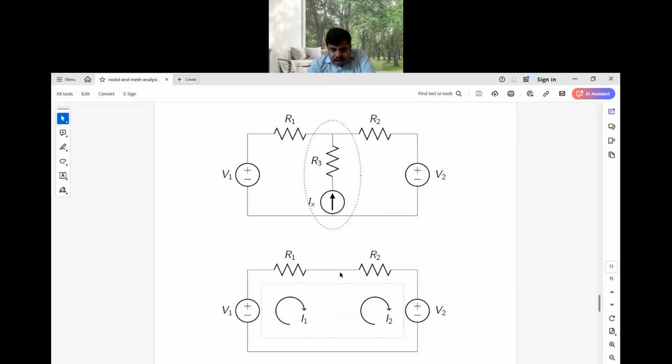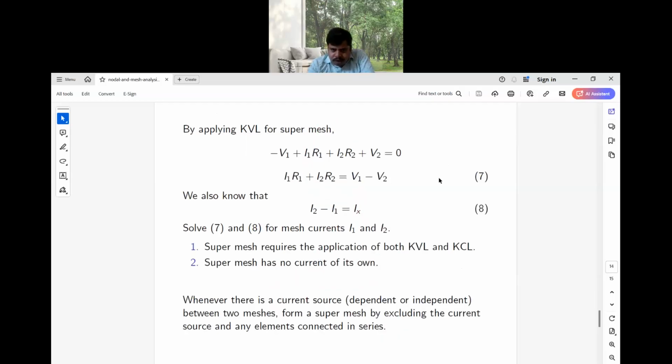Similarly, in case the current source Ix is directed upwards, which loop is directed upward? The second loop is directed upward and the first loop is directed downward. So I2 minus I1 is equal to Ix. That is one more equation. Now you have two equations, this one and this one. If you solve these two equations, 7 and 8, you will get loop currents I1 and I2.